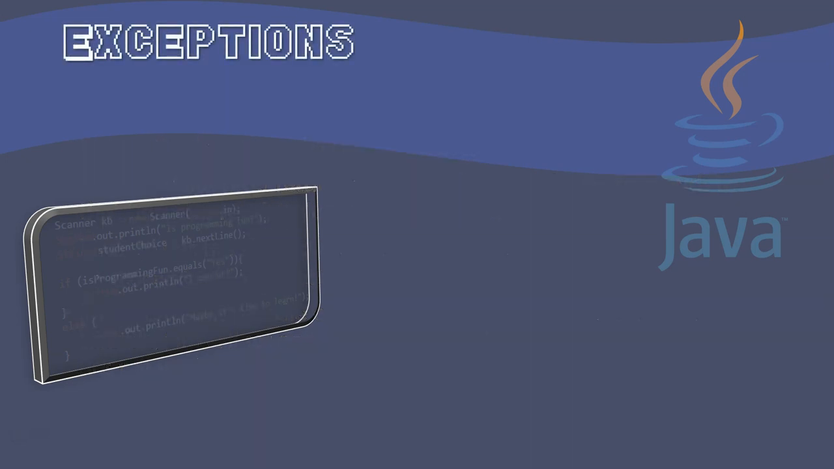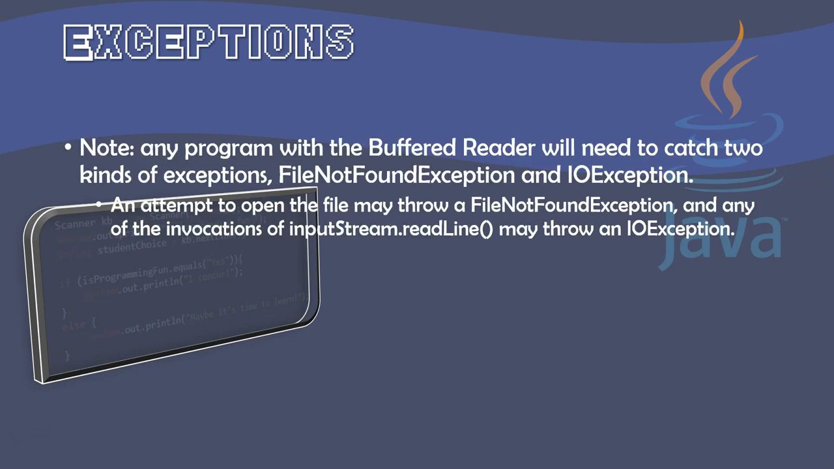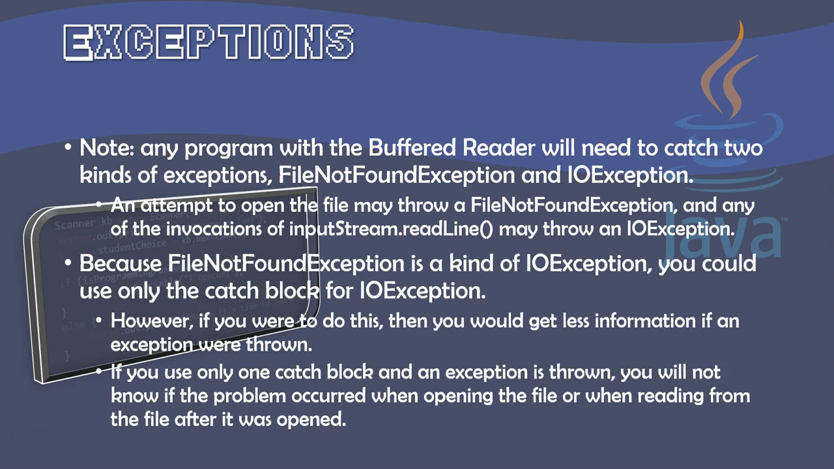Now, we already mentioned some exceptions here. Any program that has a BufferedReader will need to catch two kinds of exceptions, FileNotFoundException and IOException, much as we've seen with other file inputs. Any attempt to open a file can throw a FileNotFoundException. Any invocation of inputStream.readLine can throw an IOException. Because FileNotFoundException is a type of IOException, you could use just IOException to handle all of that. However, as we have talked about previously, if we do this, we get less information if that exception is thrown.